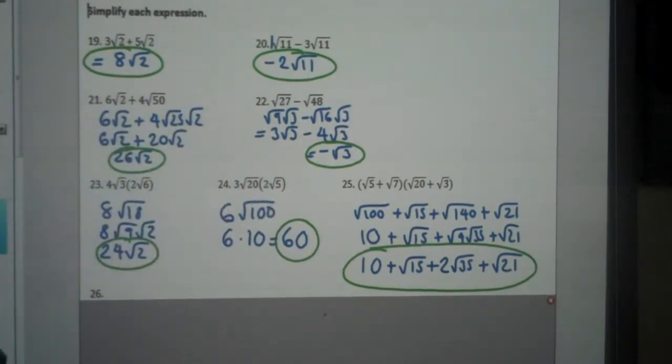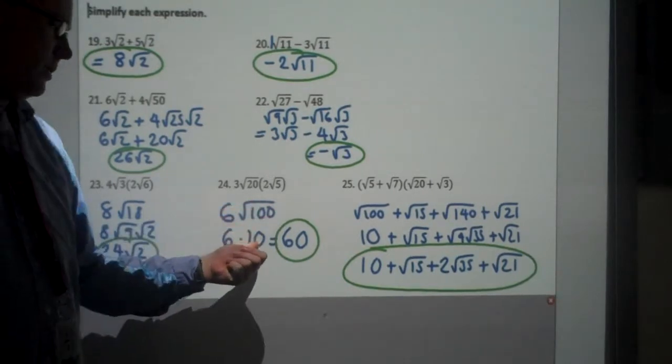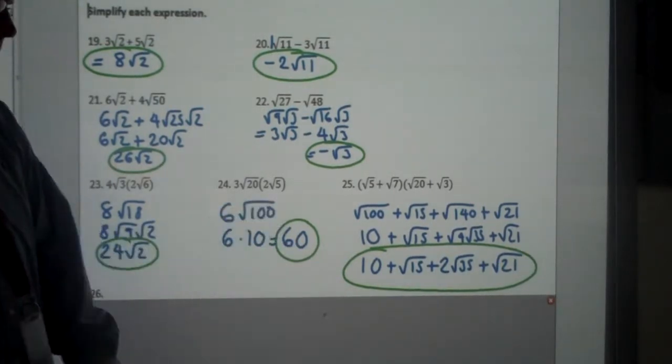Radical 20 times radical 5 is radical 100. But the square root of 100 is just 10, so 6 times 10 is 60.